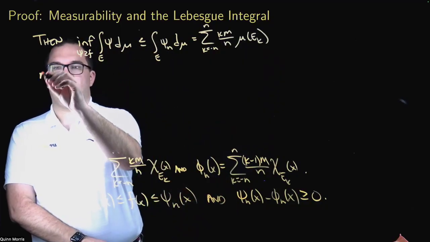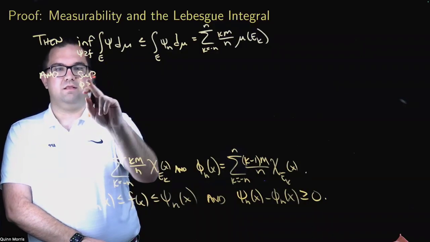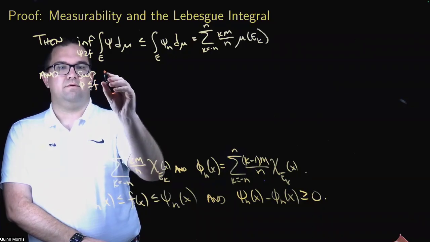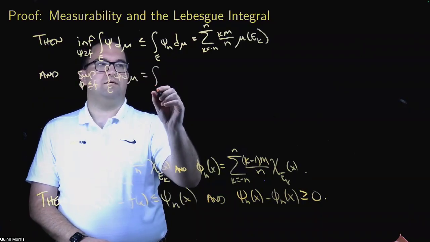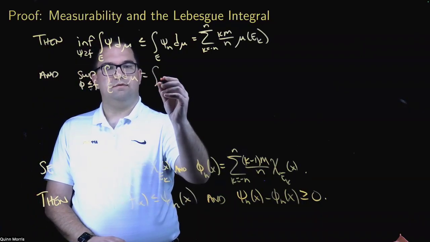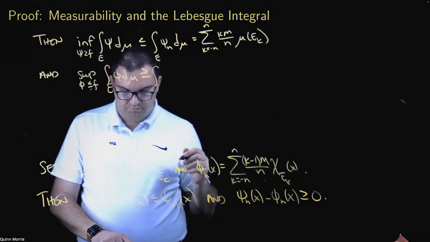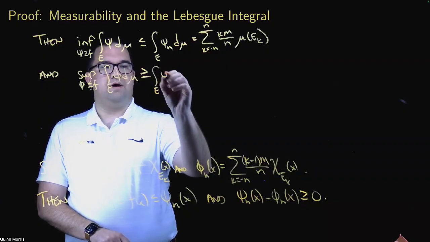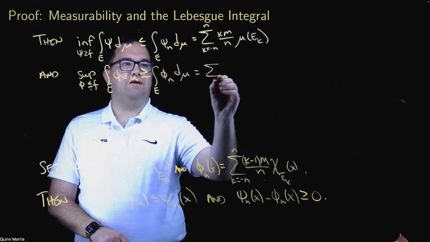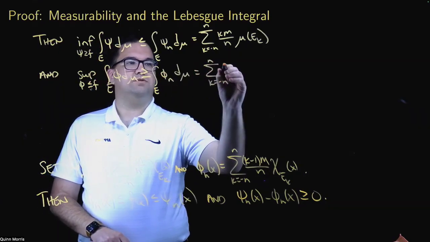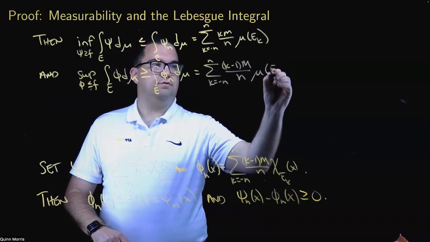Similarly, if I look at the supremum over all phi less than or equal to f of the integral over e of phi d mu, well, certainly that is greater than or equal to the integral over e of any particular one. And this, by definition, would just be the sum of k minus 1 times m over n times the measure of ek.